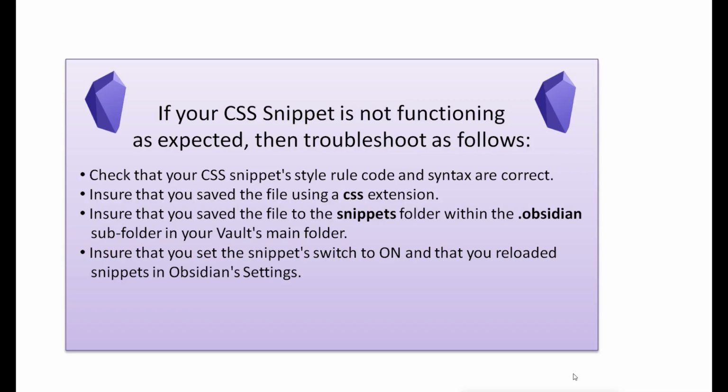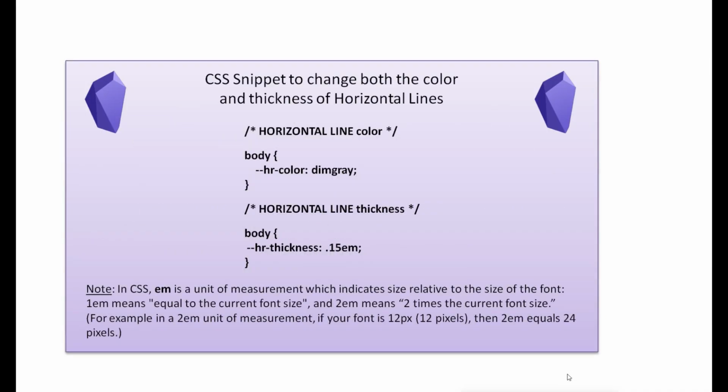Two additional points I should make. First, it is possible to have several style rules contained within a single CSS snippet. And secondly, it is possible to change features other than colors with a CSS snippet. Let's look at an example where I use a CSS snippet to change both the color and thickness of horizontal lines in Obsidian. The text in bold represents a CSS snippet that contains two style rules. One to change the color of a horizontal line, and another to change its thickness.